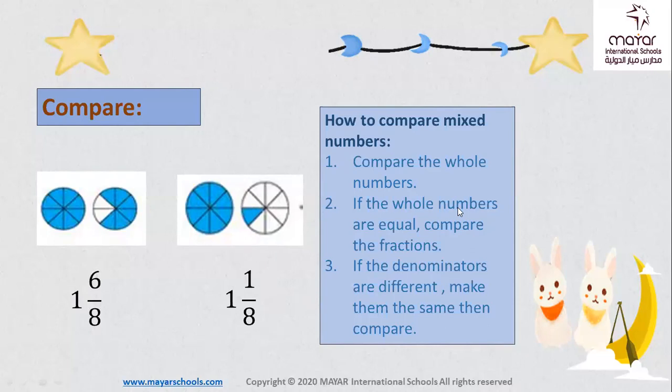Denominator. Hard to say. Okay, repeat. Here is the word, denominator. Excellent. So when they have the same denominator, we can compare. Which one is bigger, Yazan? Six out of eight. Yes. So one and six out of eight is greater than one and one out of eight. Who has any question about this?